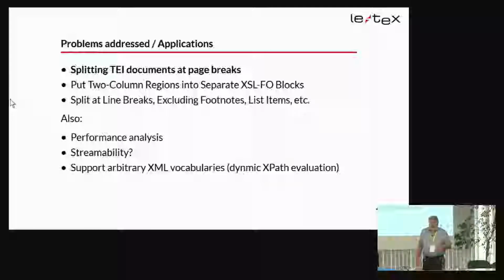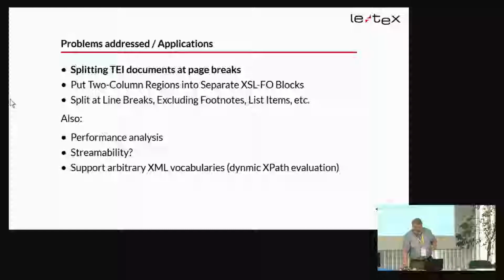Then there's Elliot Kimber's problem. He had alternating single column and two column ranges in an XSLFO, and the problem is that the markers for switching from single column to two column are also deeply embedded in some FO output, and it needs to be split at these locations so that there's an outer block for single column, an outer block for double column, and so on.